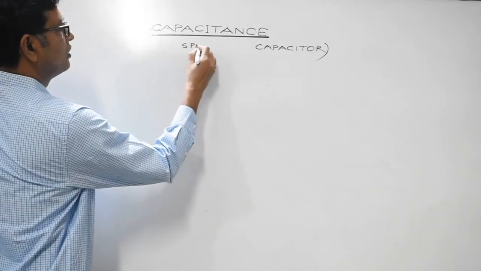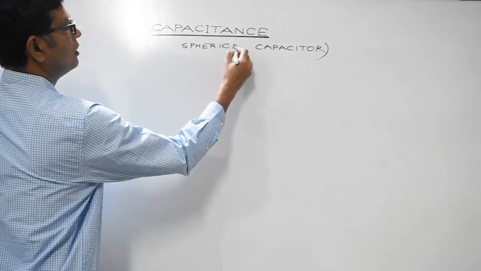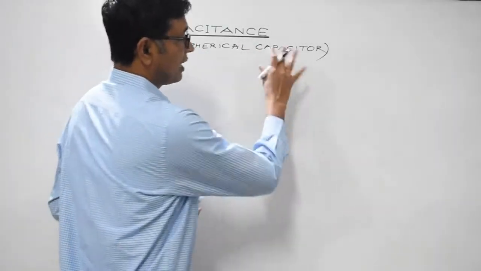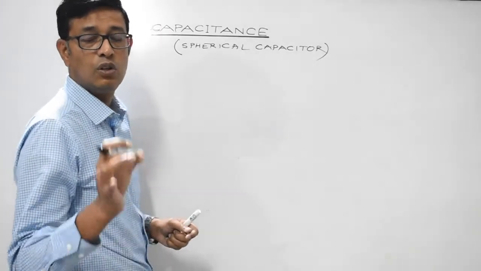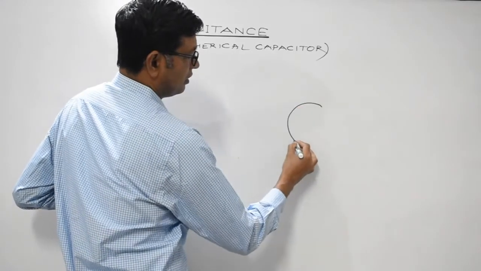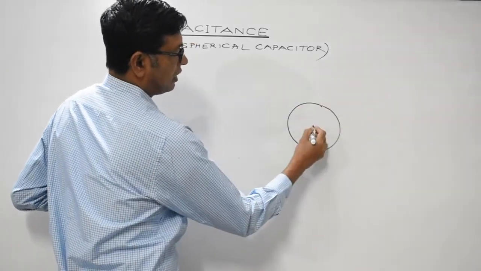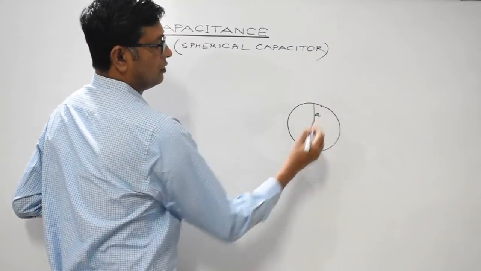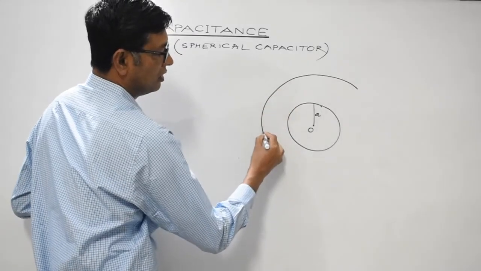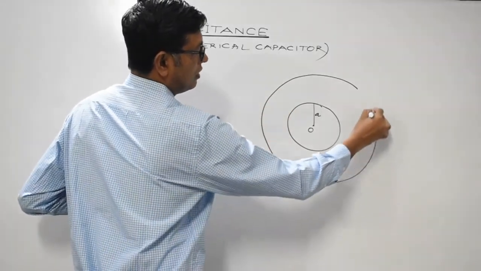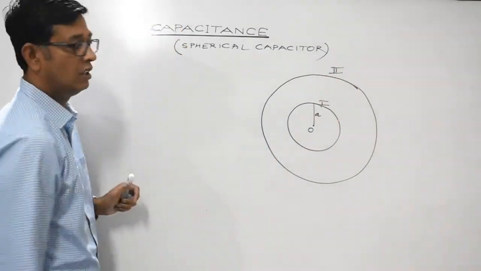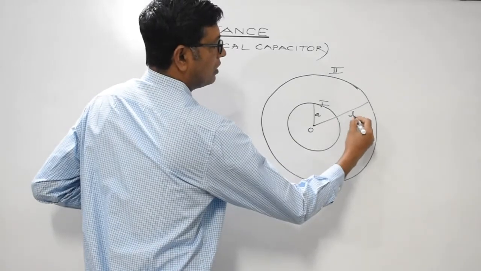So let's deal with this particular case. Spherical capacitor. As I told you, it is a capacitor consisting of two concentric spherical shells like this. This is the first shell, say of radius A, and this is the second one. Concentric means both having the common center. This is the second shell. This is the first conductor, charged one. This is the uncharged earth connected one. Let us consider its radius to be B.